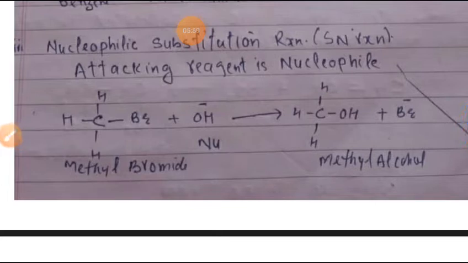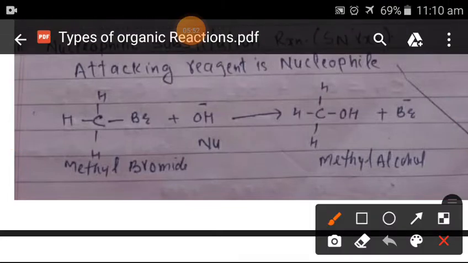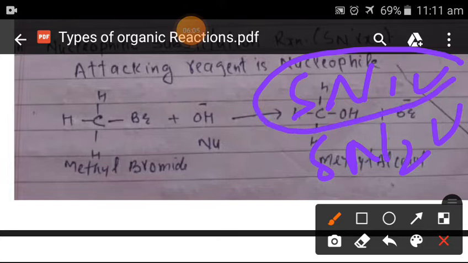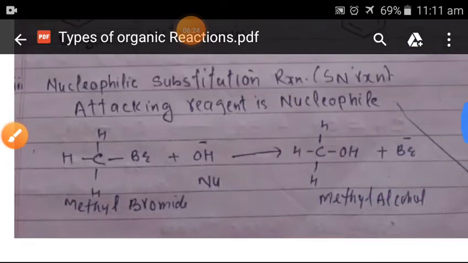There are two types of nucleophilic substitution reaction. One is the SN1 reaction, one is the SN2 reaction. SN1 is called a unimolecular substitution reaction, and SN2 is called a bimolecular substitution reaction. In SN1, the rate of reaction depends on only one species, the substrate, and in SN2 the rate of reaction depends on two molecules, the nucleophile as well as the substrate. You will learn that in your higher class in 12th. Clear? So here we will take a simple nucleophilic substitution reaction.